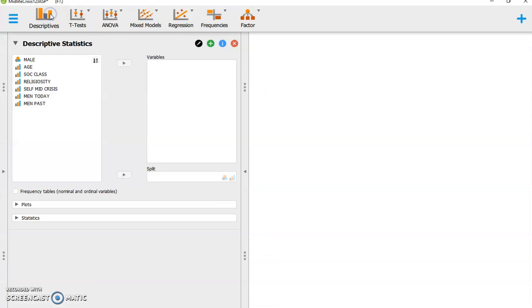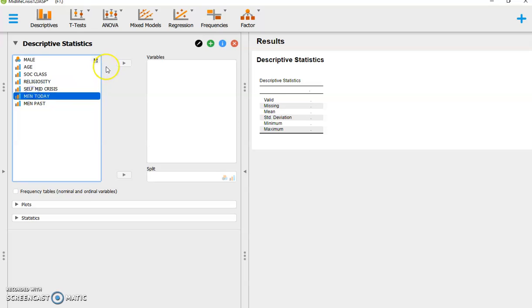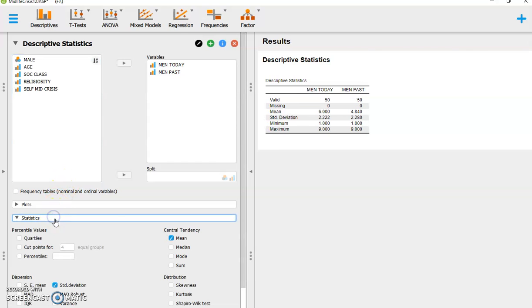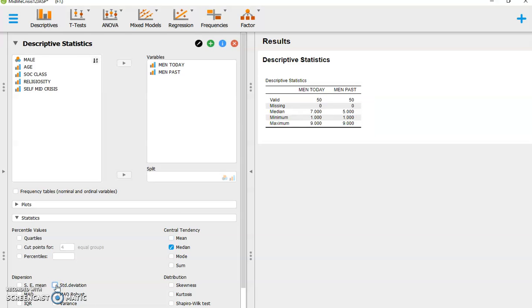So let's start by getting the descriptives for these two variables. We're going to move these two variables over, and for our statistics, let's select the median for each of our variables, and we have those over here. So it is estimated by our subjects that 70% of men today undergo a midlife crisis versus 50% of men in the past undergoing a midlife crisis. So there is a difference between these two median estimates.